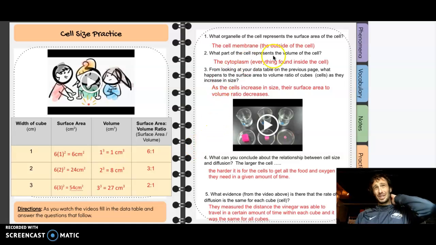Okay, so take a look over here. You can key this out for yourself. So you have an inverse relationship here. As the cell size increases, the surface area to volume ratio decreases.